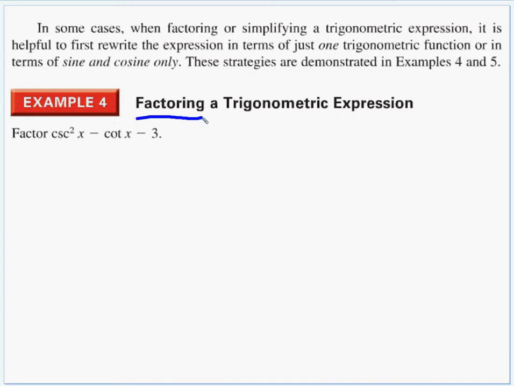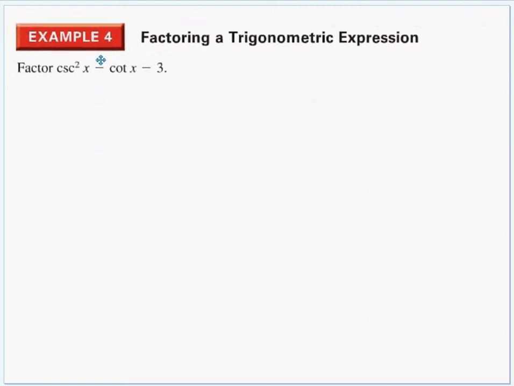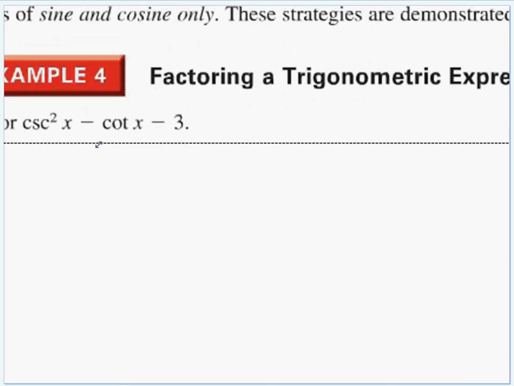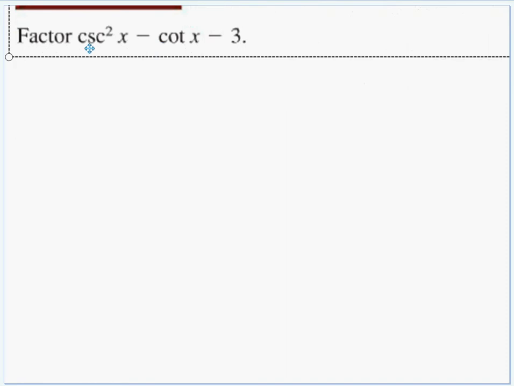Like this one, it is factoring a trig expression, but what if I asked you to factor x squared minus y minus 3? Can you factor that since these variables don't match? We have x's and y's, so that would be impossible. So what we've got here is the trig equivalent of that algebraic problem I just showed you: cosecant squared x minus cotangent x minus 3.